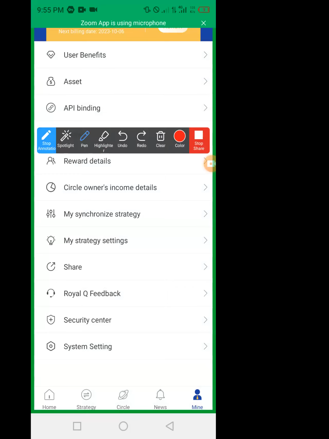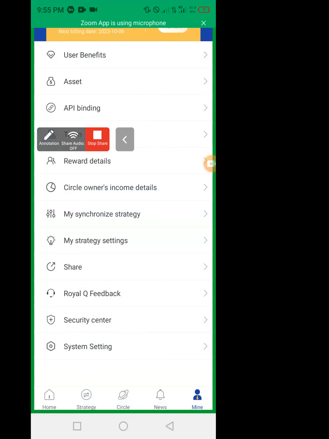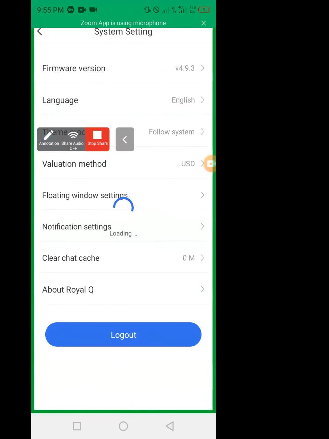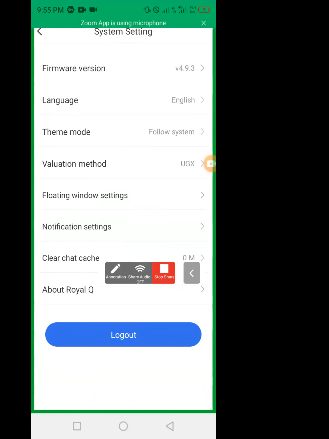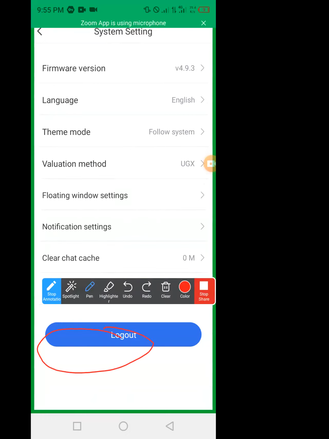Lastly, I'm going to look at system setting. When you click on it, it is going to give you this. First of all, it is going to show you the version where you are. Every time you find there is a red dot here, it will tell you that the version you are having is outdated, update. Royal Q updates its versions almost every 2 weeks. Every 2 weeks, it brings a new update.